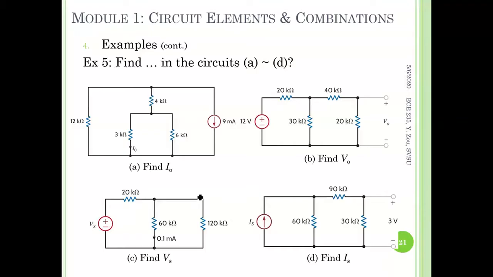Similarly in circuit C here, clearly one independent voltage source. We are thinking of voltage divider again. This is actually easier than circuit B. However, the trick is it is looking for the Vs, which is the total voltage. How could we do that? We can find the voltage across 60K, which is the voltage here, from here to here, between these two nodes.